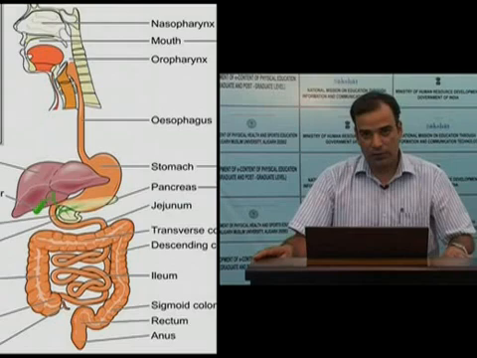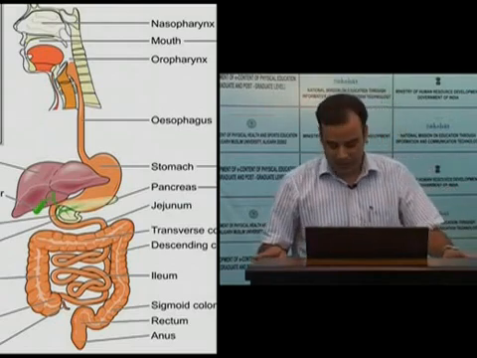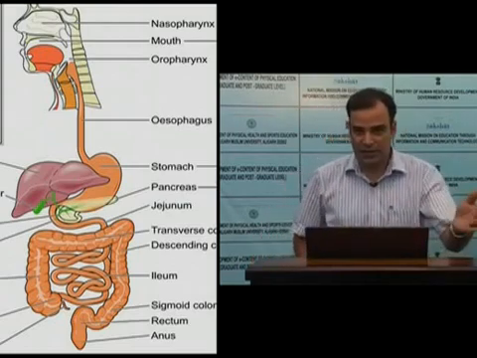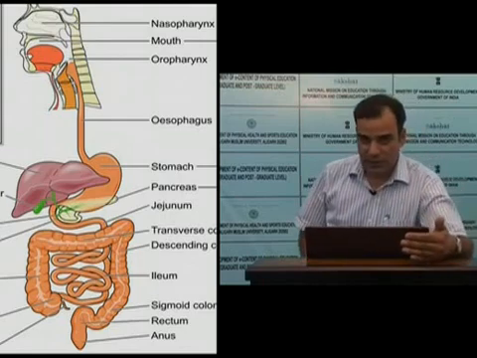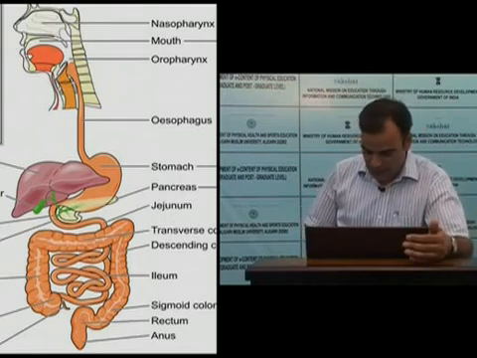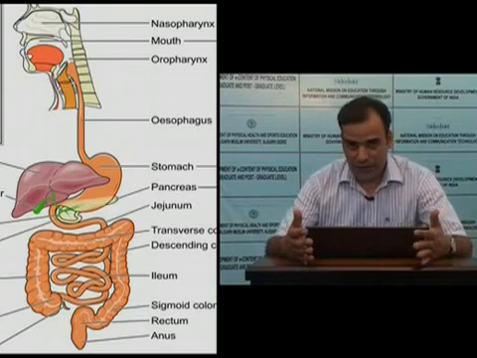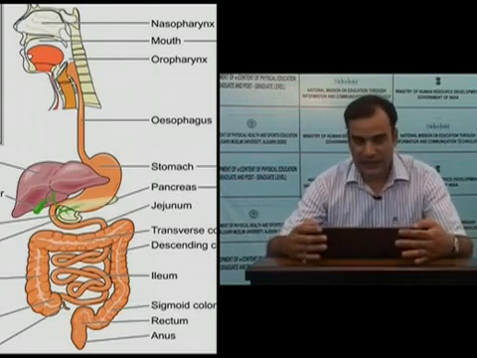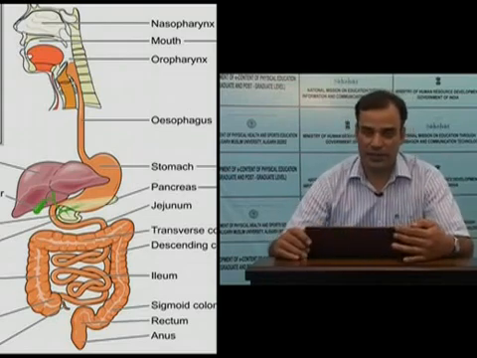And the last movement of the gastrointestinal tract is defecation, which I have discussed earlier. That means the expulsion of feces to the outside of the body. Now, after the movements, let us discuss the different secretions of the gastrointestinal tract.